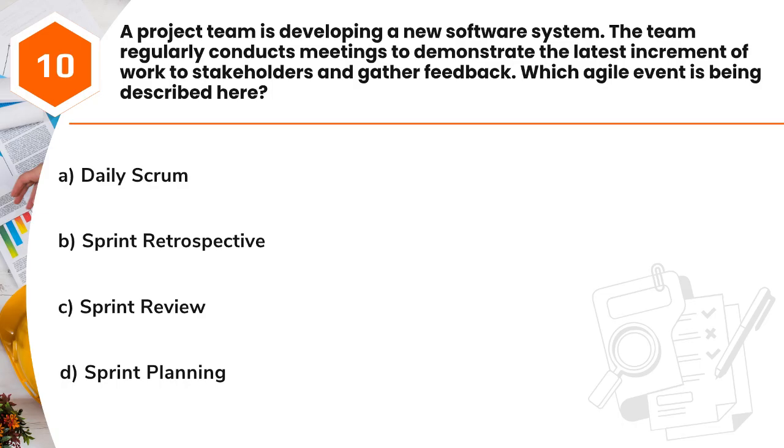Question 10. A project team is developing a new software system. The team regularly conducts meetings to demonstrate the latest increment of work to stakeholders and gather feedback. Which Agile event is being described here? A. Daily Scrum. B. Sprint retrospective. C. Sprint review. D. Sprint planning.